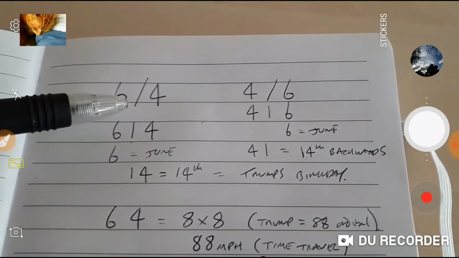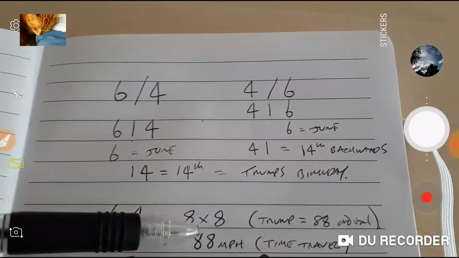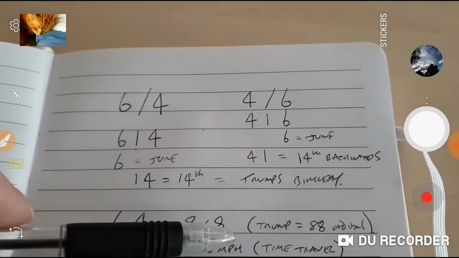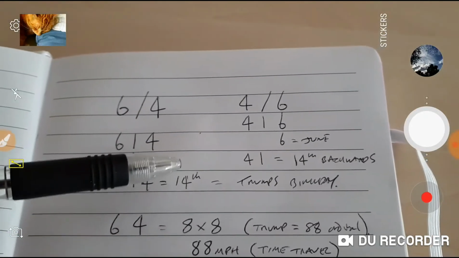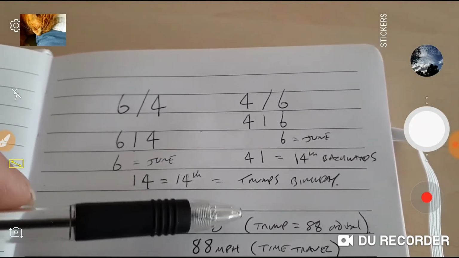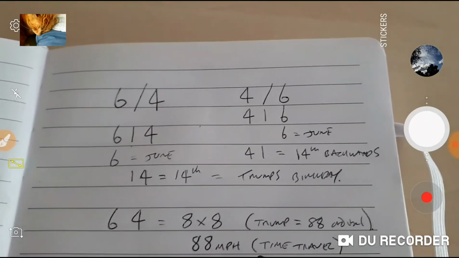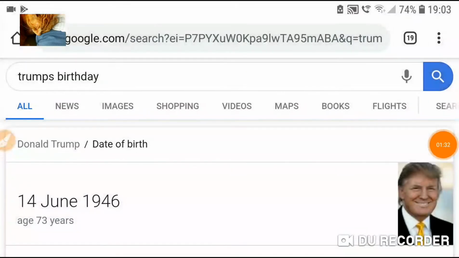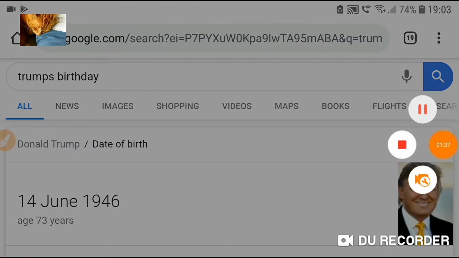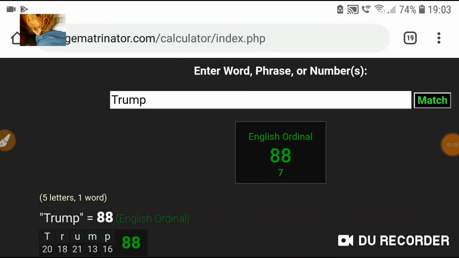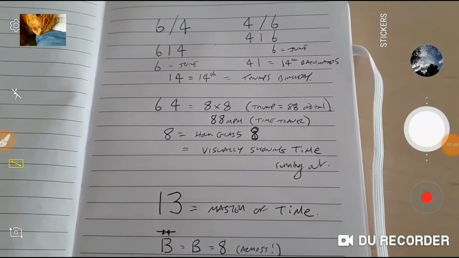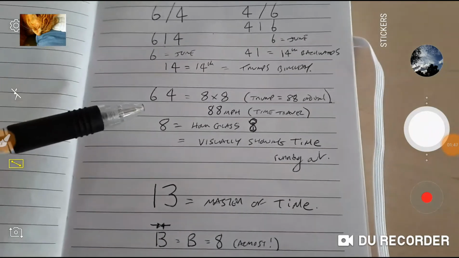6-4 on its own. 8 times 8, of course, so it's the double 8. 88 miles per hour time travel for Back to the Future. Also, I'll get to in a minute. Trump, of course, as well being 88 in ordinal. So there's Trump's birthday for the 14th of June. There's Trump for your 88 in ordinal. So that's covered that part just for the date itself today.